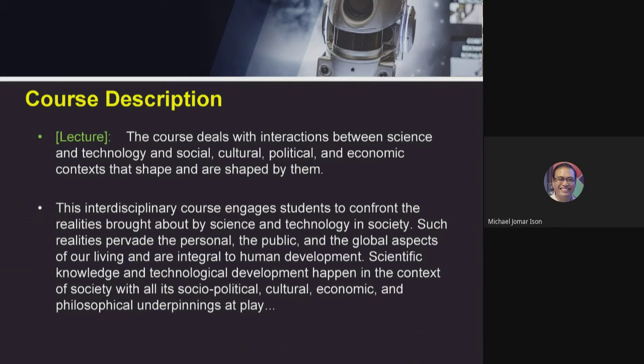This interdisciplinary course engages students to confront the realities brought about by science and technology in society. Such realities pervade the personal, the public, and the global aspects of our living and are integral to human development. Scientific knowledge and technological development happen in the context of society with all its socio-political, cultural, economic, and philosophical underpinnings at play. So that's a load of words, but simply stated, science, technology, and society is a very important subject because it affects our lives, as we will be discussing next week in our first meeting.